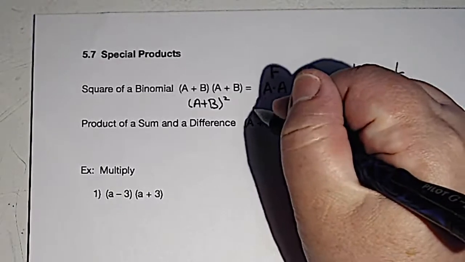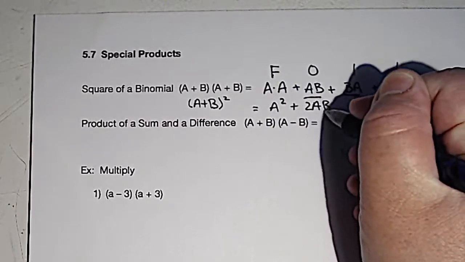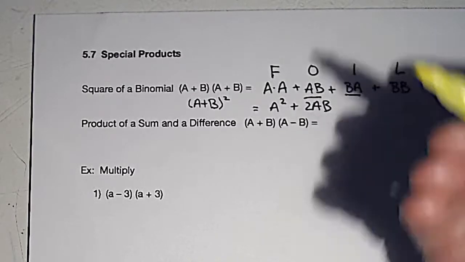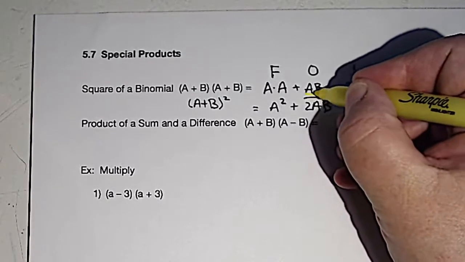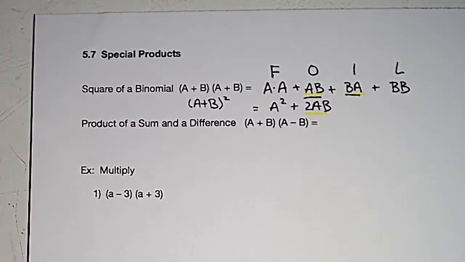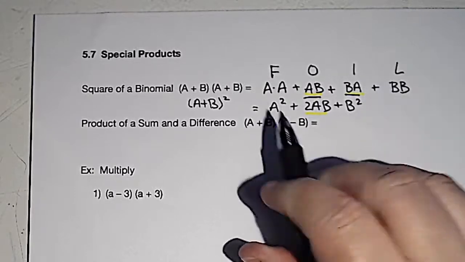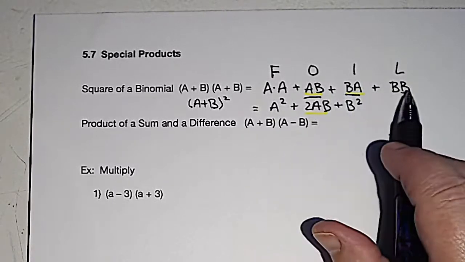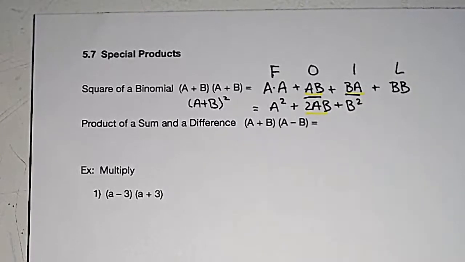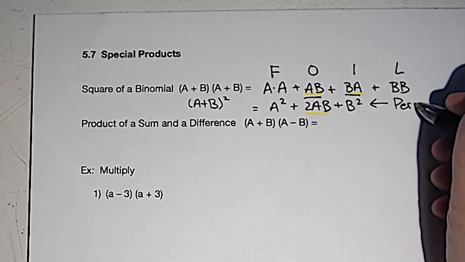So in fact, what we get is a squared plus 2AB. This guy right here and this guy right there go together to make the 2AB. And then we've got a b squared. A squared, two of these guys, and then a b squared. Okay, so that's the first one. This is called the square of a binomial. From this perspective, it will also be known as the perfect square.